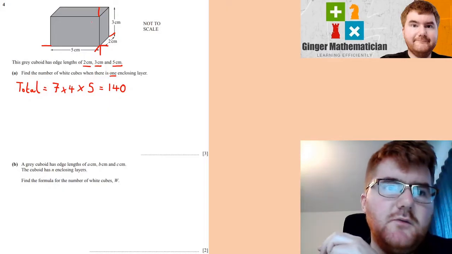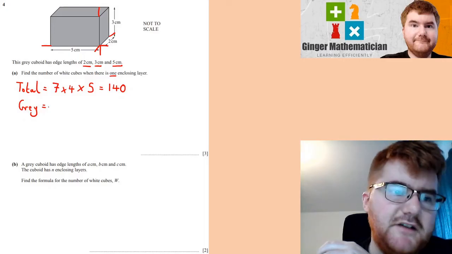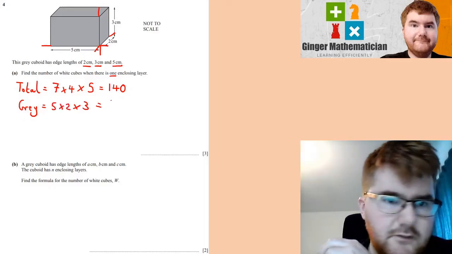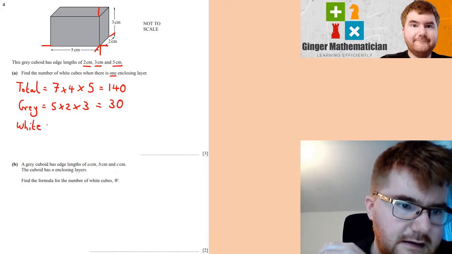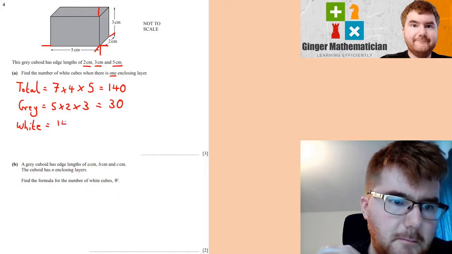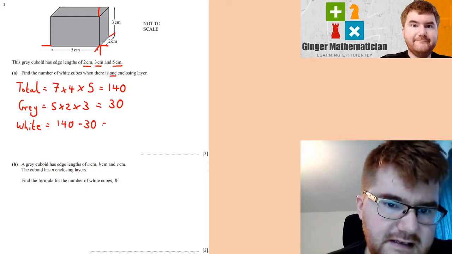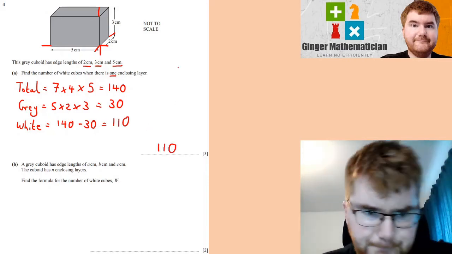And then if we want to work out the grey, well, that's going to be equal to just 5 times 2 times 3, and that's equal to 30. So then the white is going to be equal to these two minus, just like we did in question 2 earlier. So we find the difference between these, and it's going to be equal to 110 cubes.